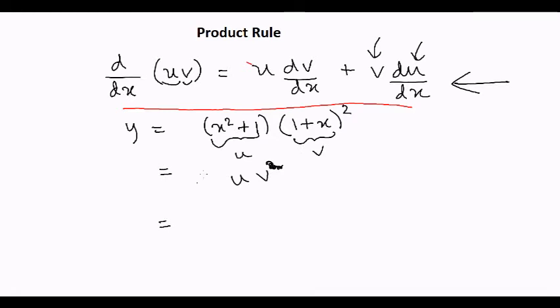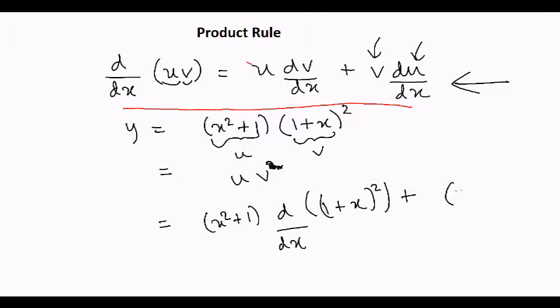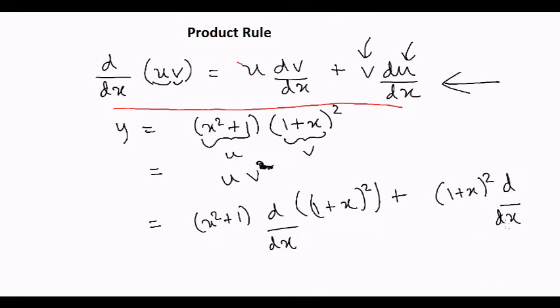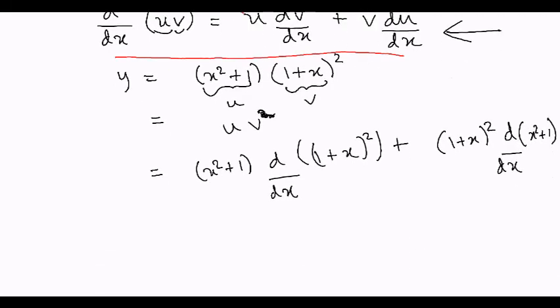Now our formula tells us that we leave the first function untouched and we differentiate the second function. So we keep x squared plus 1 completely untouched, and then we differentiate the second function. I'm not differentiating it yet, but I'm just writing out the terms for your convenience. Then you leave the second function untouched and you differentiate the first function, which is d/dx of x squared plus 1.